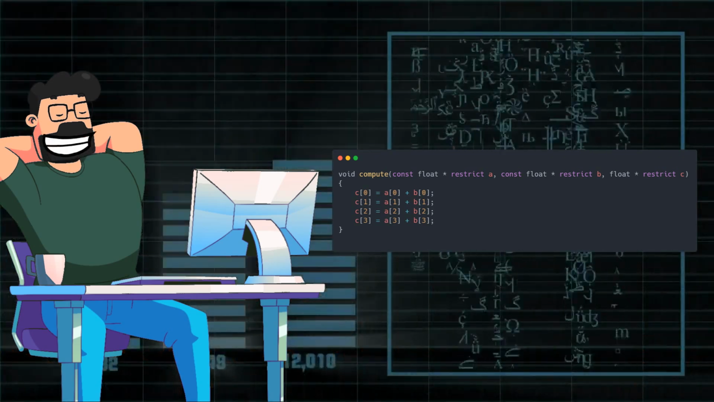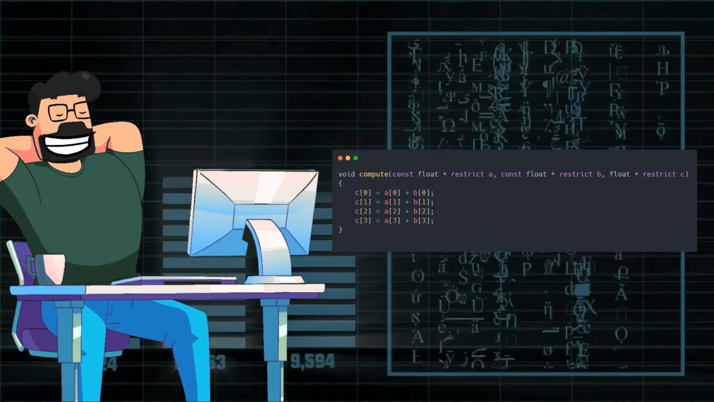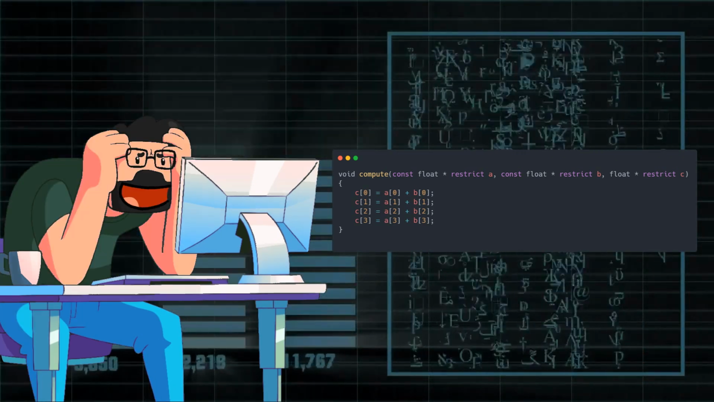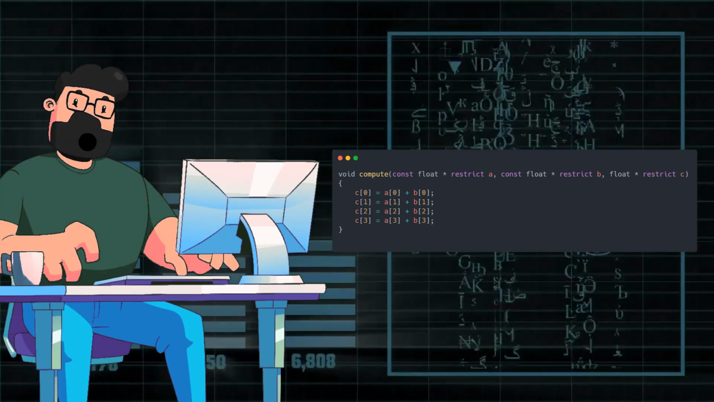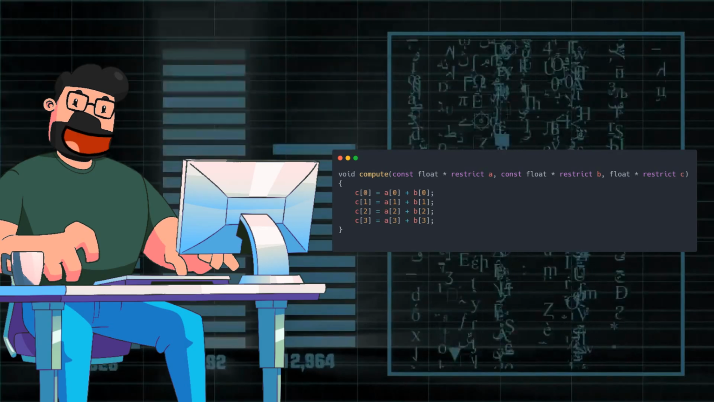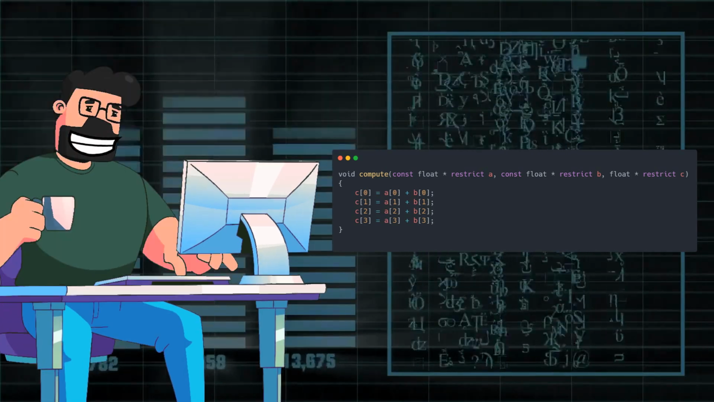Now, let's delve into the solution that can help overcome this issue. The key lies in addressing the problem of aliasing, where the compiler struggles to determine whether memory regions like the arrays A, B, and C can overlap.